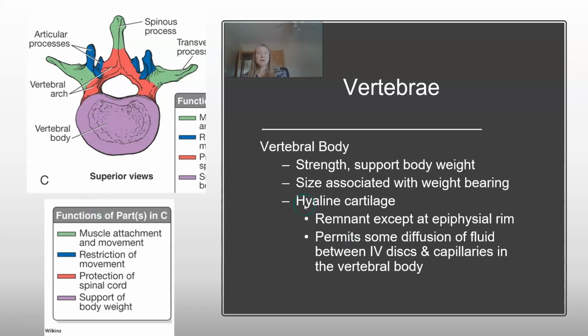We talked before about hyaline cartilage. So this edge, there's hyaline cartilage especially at this epiphyseal rim, which is out here. And this hyaline cartilage permits some diffusion of fluid between the intervertebral discs, and there's some capillaries in the vertebral body. So a little bit of blood flow and diffusion for our discs there.